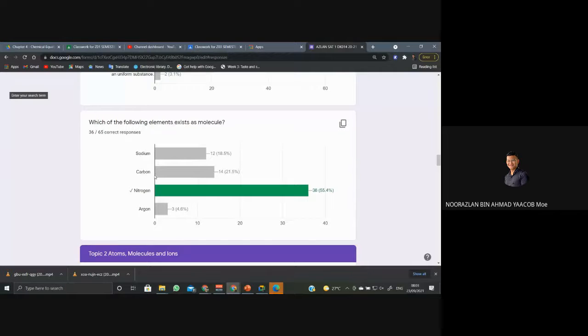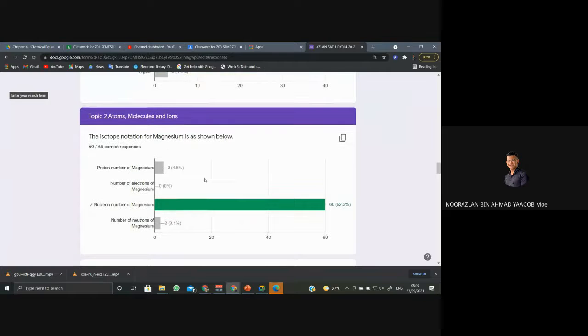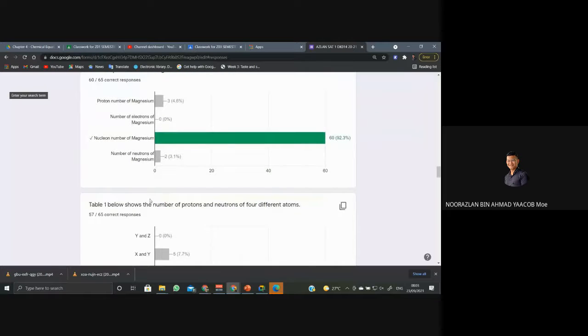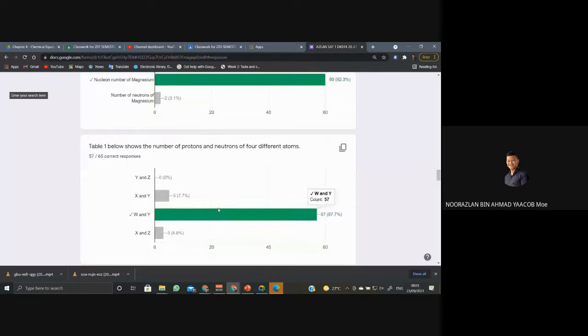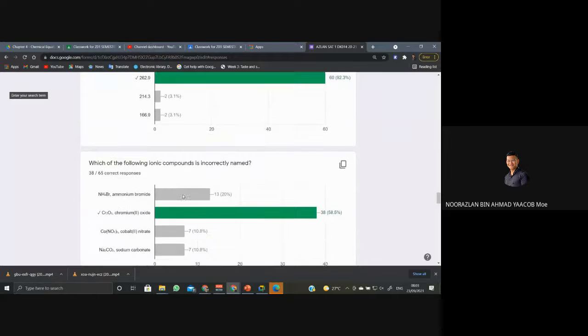Soalan seterusnya. This one isotope notation pun dah digambar dia bagi. This one should not be a problem. Banyak betul. Ini pun banyak betul. This one pun banyak betul. This one banyak betul.